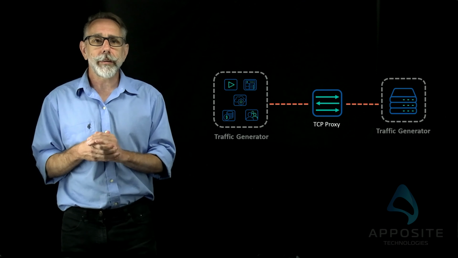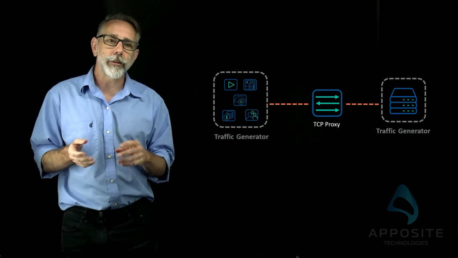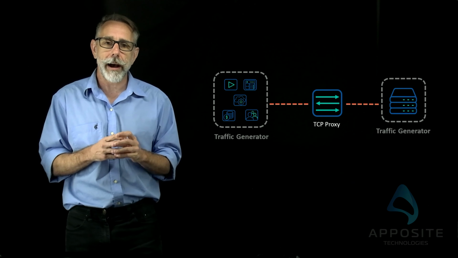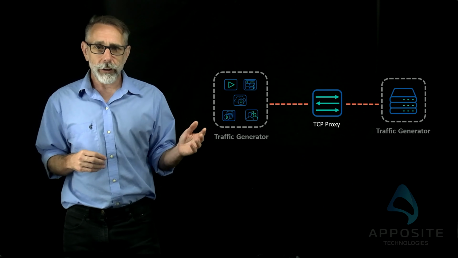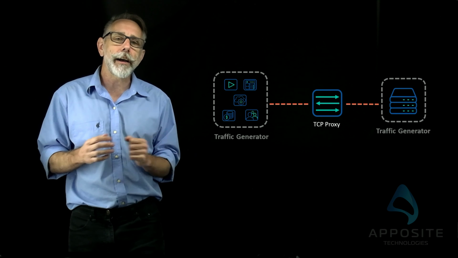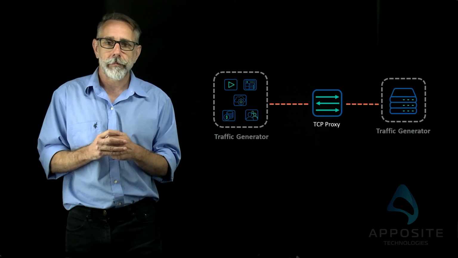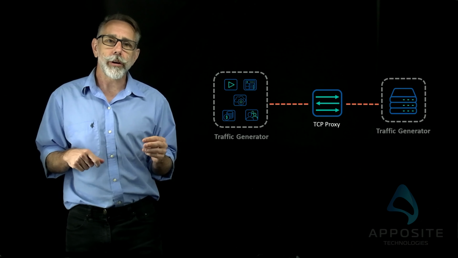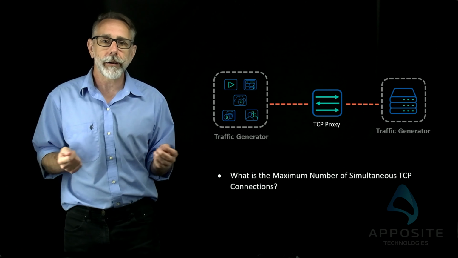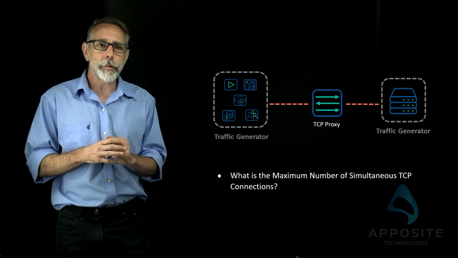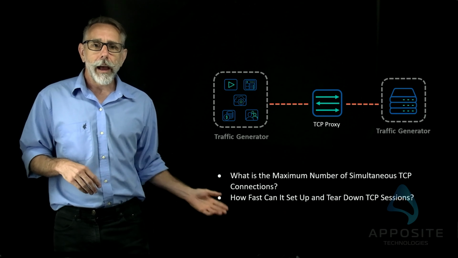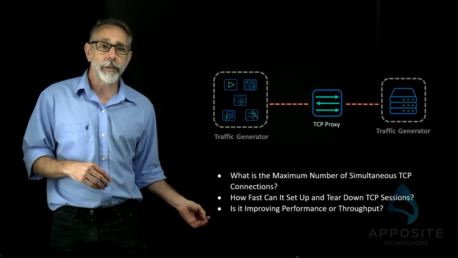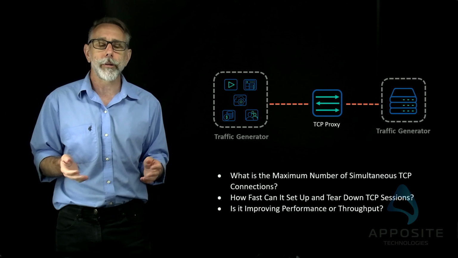The role of this TCP proxy on the satellite network is to accelerate TCP traffic by intercepting and pre-acknowledging on behalf of the client. Using a traffic generator, you can generate a high volume of TCP queries. By setting up TCP sessions and sending data over the connections, you can measure performance benchmarks like how many simultaneous TCP connections the device can support, how fast it can set up and tear down TCP sessions, and determine if it does in fact improve performance or throughput.